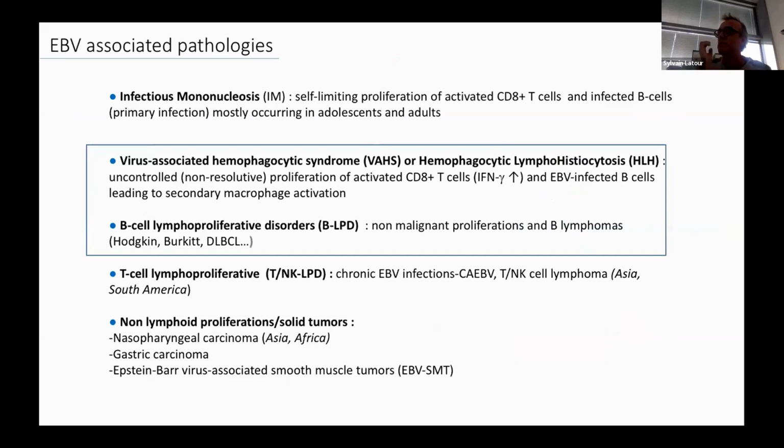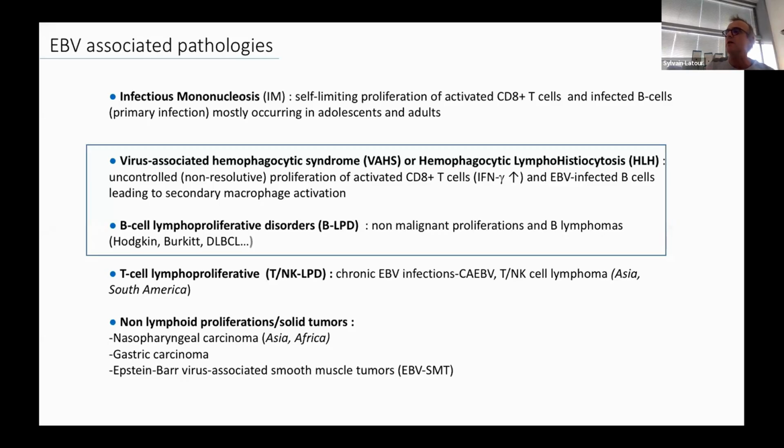In most healthy individuals, the infection is asymptomatic. However, in some immunocompetent individuals, the primary infection of EBV triggers infectious mononucleosis, which is a self-limiting expansion of activated CD8 T cells and EBV-infected B cells, reflecting a strong immune response.